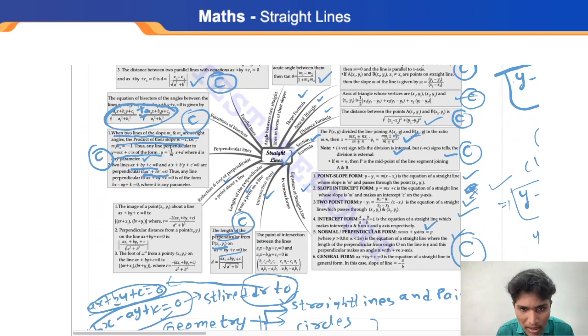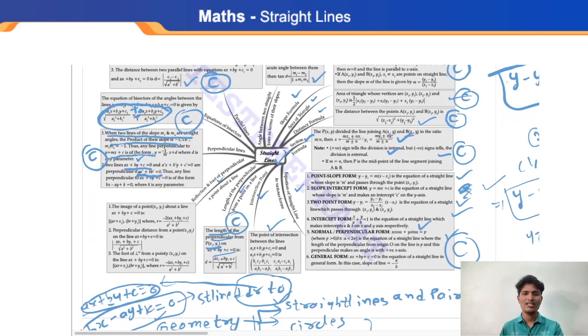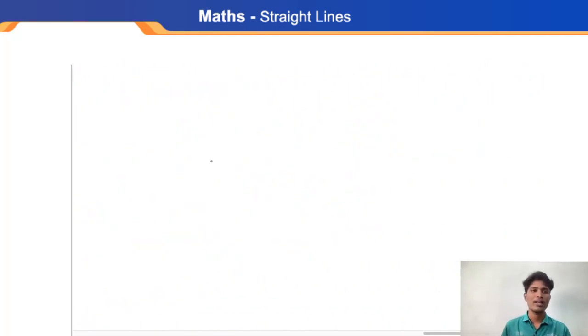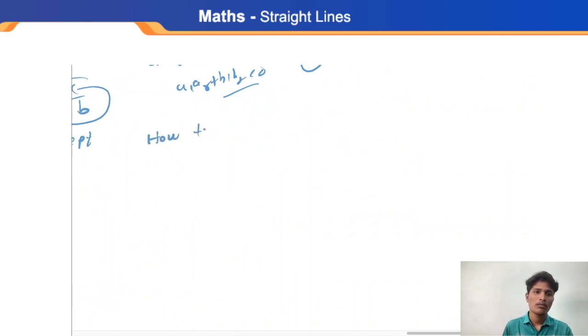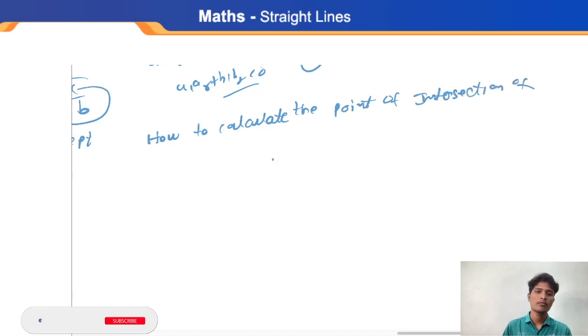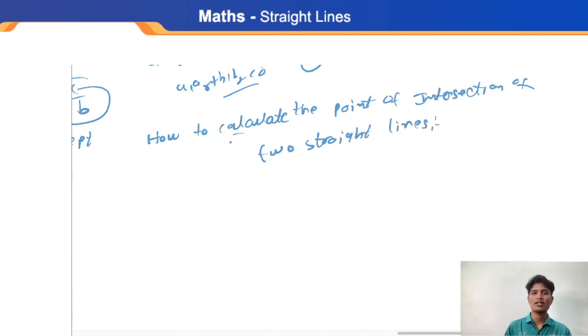Now the intersection point, the point of intersection between two straight lines. This is the general thing. You can understand how to calculate the point of intersection of two straight lines.